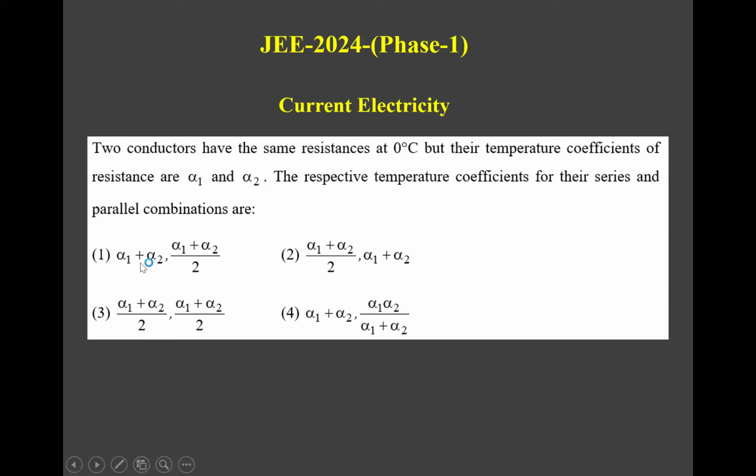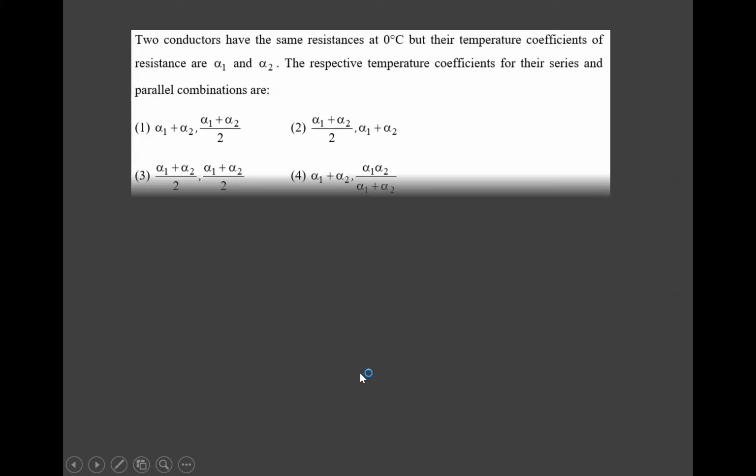The options are: 1. Alpha 1 plus alpha 2 and (alpha 1 plus alpha 2) by 2. 2. (Alpha 1 plus alpha 2) by 2 and alpha 1 plus alpha 2. 3. (Alpha 1 plus alpha 2) by 2 and (alpha 1 plus alpha 2) by 2. 4. Alpha 1 plus alpha 2 and alpha 1 alpha 2 upon alpha 1 plus alpha 2.